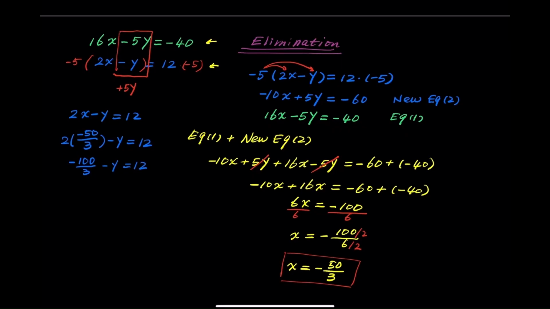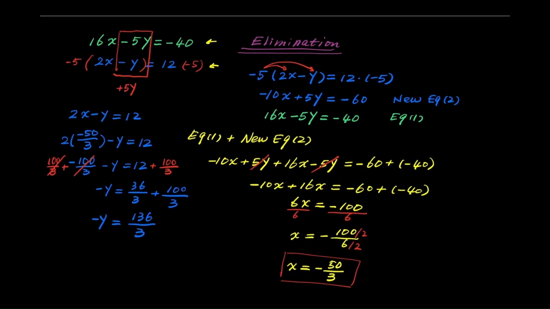To isolate y, we can add 100 over 3 on both sides. So this 2 becomes 0. Then we have negative y equals 12, which can be written as 36 over 3. So it shares the same denominator of 3 with 100 over 3. And then we can combine them as 136 over 3. So eventually we have y equals negative 136 over 3. And there you have the value of y.